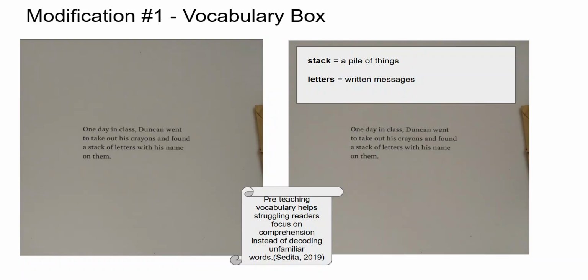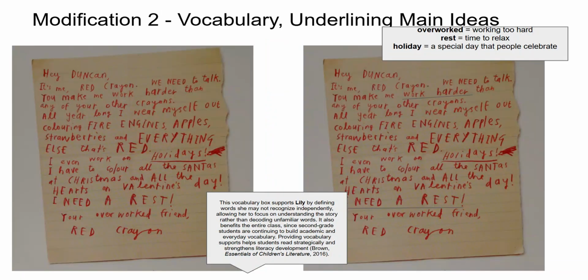That way the student doesn't get stuck on what the words mean. They have an easy, clear way to understand what the words mean without having to sit there and puzzle through that. Pre-teaching the vocabulary also helps struggling readers focus on comprehension instead of decoding the unfamiliar words. And then I've got my APA citation.